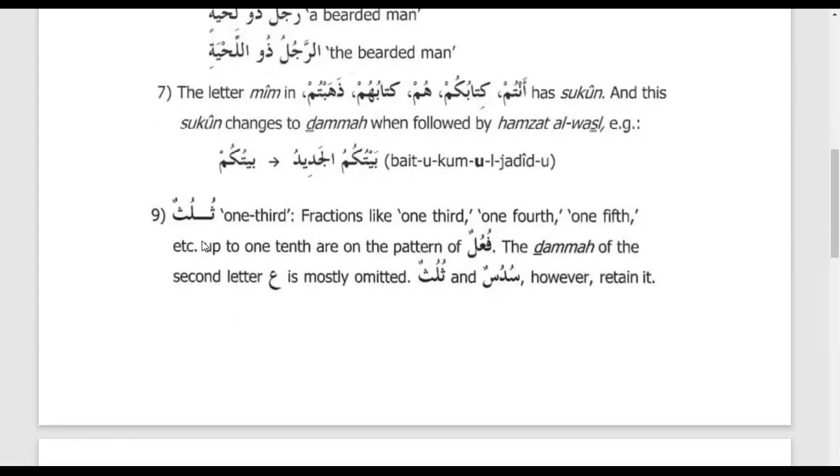Thuluthun means 1/3. So the fractions like 1/3, 1/4 come on the pattern of fu'lun. Only thuluthun and sudusun come on the pattern of fu'lun, whereas the rest of them come on the pattern of fu'lun, meaning the middle or the ain kalima will be sakin. So thuluthun, sudusun, it means 1/3 and 1/6. These fractions, inshallah, we will learn in the exercises.